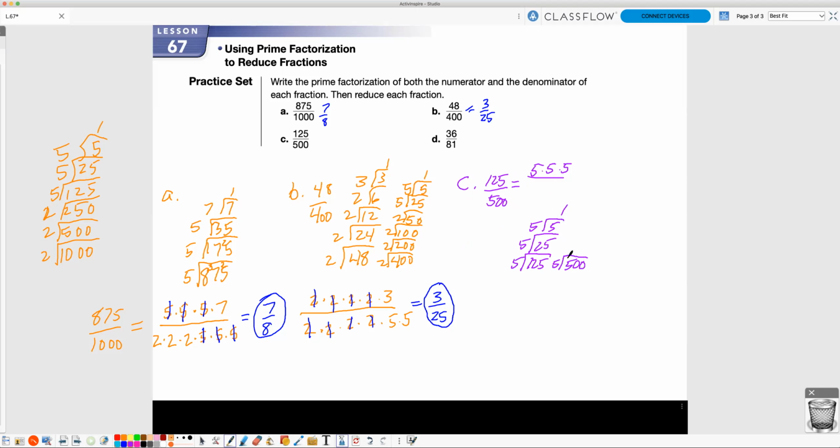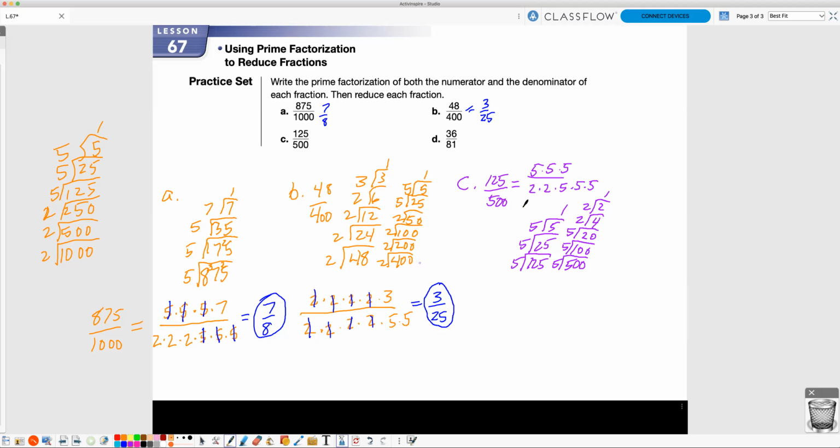It looks like I could divide that by 5. I'd get 100. And 100 divided by 5 would work as well. I'd get 20. 20 would work. 20 divided by 5 is 4. 4 divided by 2 is 2. 2 divided by 2 is 1. So the denominator is going to be 2 times 2 times 5 times 5 times 5.